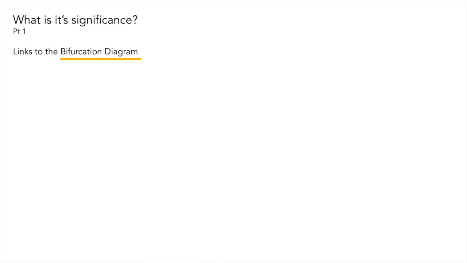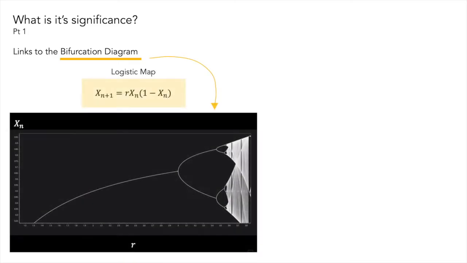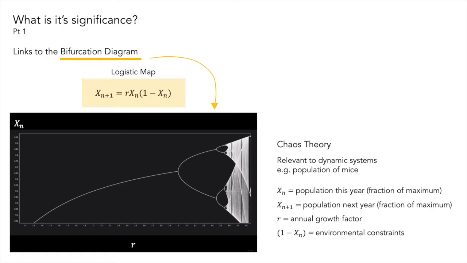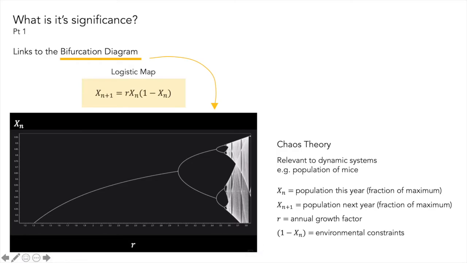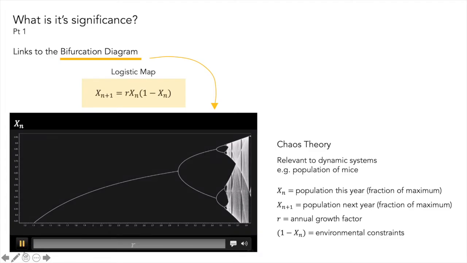So what's the significance of this thing? Well, one thing is its surprising link to the bifurcation diagram, which has the logistic map of x_{n+1} = r x_n (1 - x_n). This thing is quite related to chaos theory, specifically to dynamic systems such as the population of mice. And the bifurcation diagram is another fractal, which I've got a video of, which you could zoom into forever.